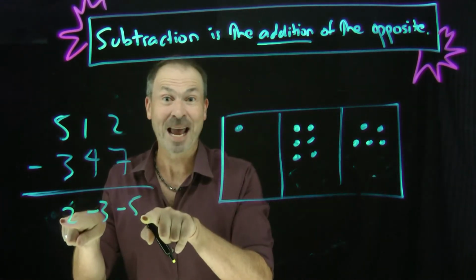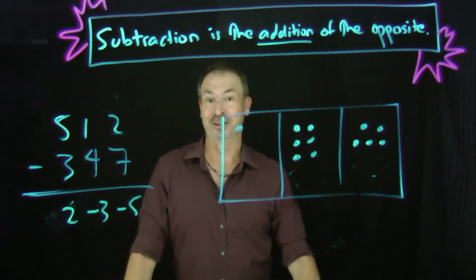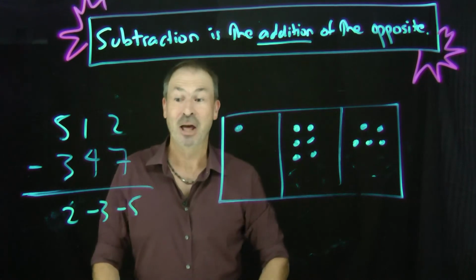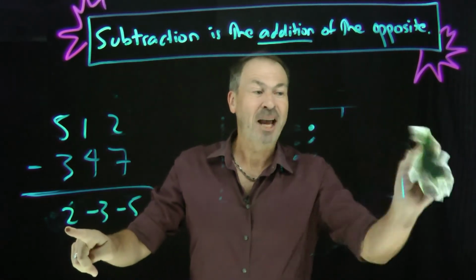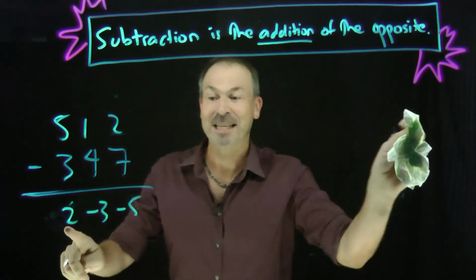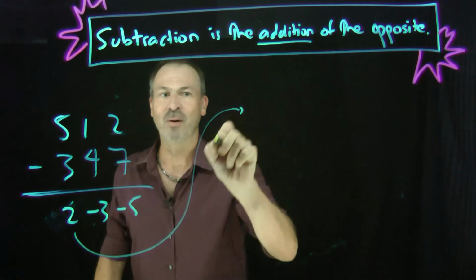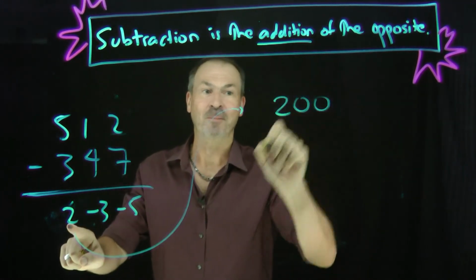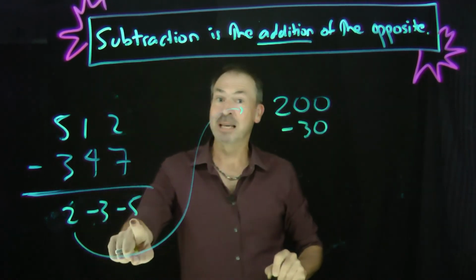Do all the explosions at the end, that's what I would do, or do all the unexplosions as you go along, that's what school makes you do. It's all fine. Though, there's an extra reason I like what I did. Because actually I can see what the answer is right now. I've got 200, negative 3 tens, negative 5. What's that 2 really? What's really 200? What's that negative 3 really? It's really negative 30. And what's that negative 5 really?